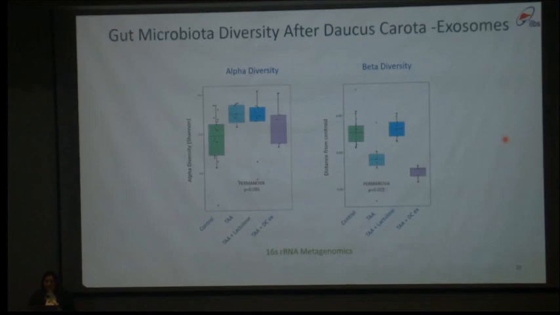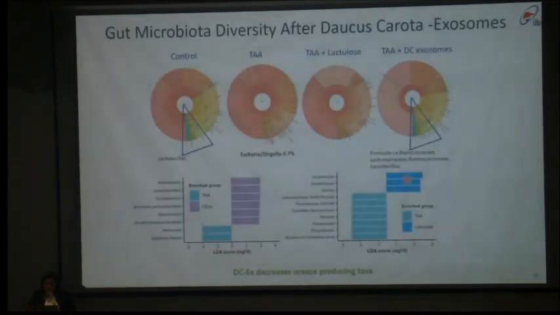Then we were very much interested in whether these carrot exosomes change the gut microbiota. So we took the stool samples and did 16S metagenomics, and we found that there was no difference in the alpha diversity, but there was a significant difference in the beta diversity after giving the carrot exosomes. Much to our interest, when we compared the control, TA, lactulose, and carrot exosomes gut microbiota, we found that Escherichia shigella, which was absent in controls, had a high abundance in the disease model, and was almost gone after giving the carrot exosomes.